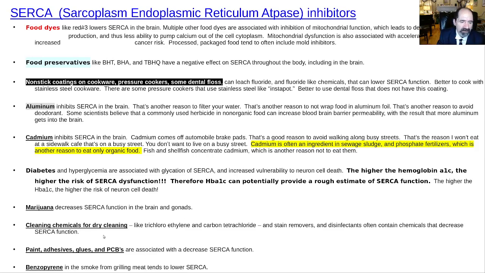Okay, cleaning chemicals for dry cleaning can also impair SERCA. I don't know why that got stuck on the slide. I forgot to take that off.